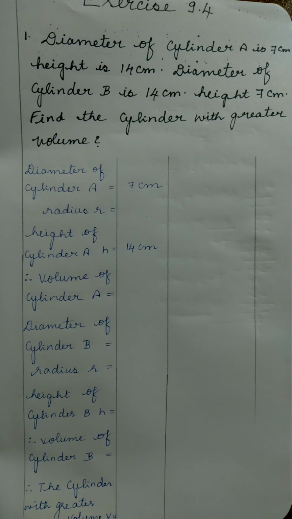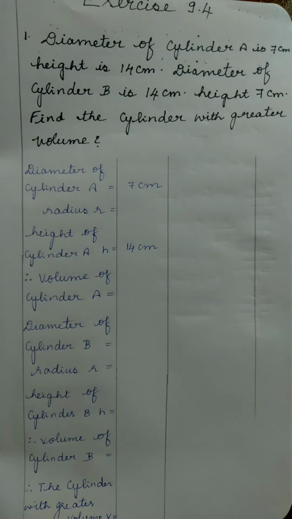Let's continue the mensuration chapter, children. This is exercise 9.4, the problems based on volumes of cuboid, cube and cylinder. Let us consider the first problem in which the diameter of a cylinder A is 7 centimeter. Height is 14 centimeter. Then the diameter of cylinder B is 14 centimeter. Height is 7 centimeter. Find the cylinder with greater volume.